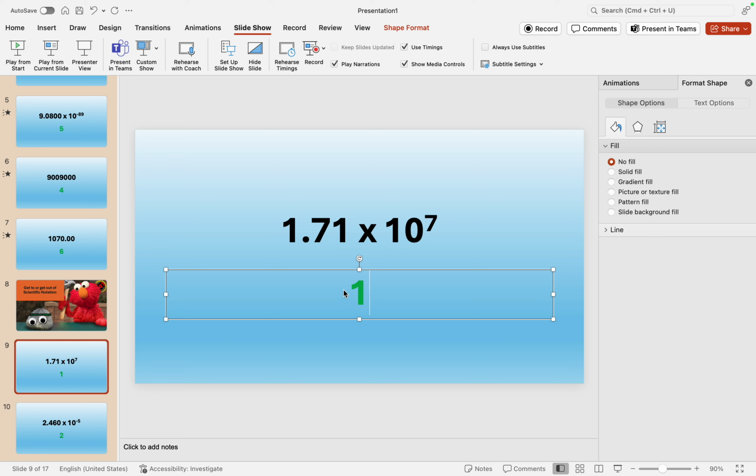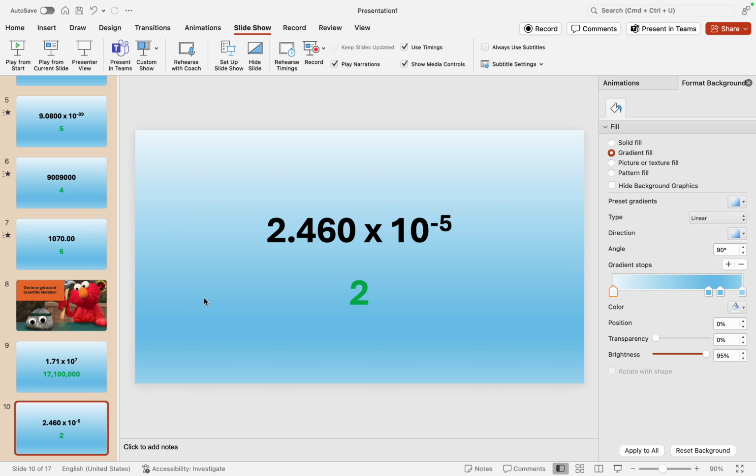So we're going to count this out. The decimal point's already here, so we're going to count 1 place, 2, 3, 4, 5, 6, 7. And if you add your commas, your number looks like this, 17,100,000.